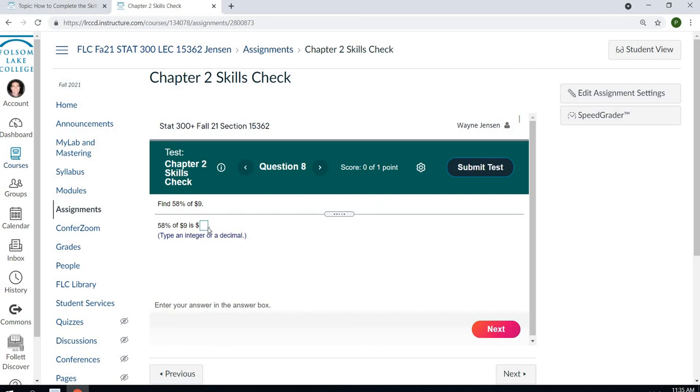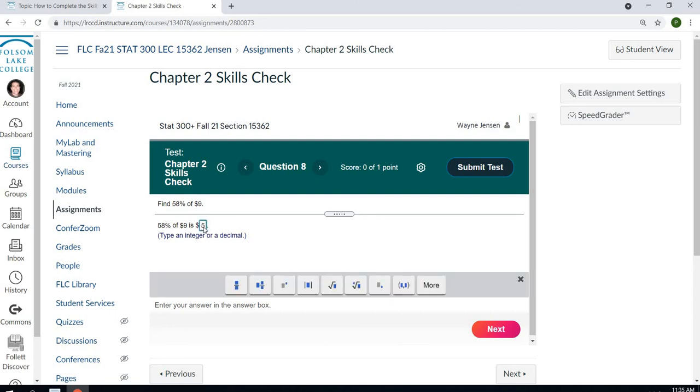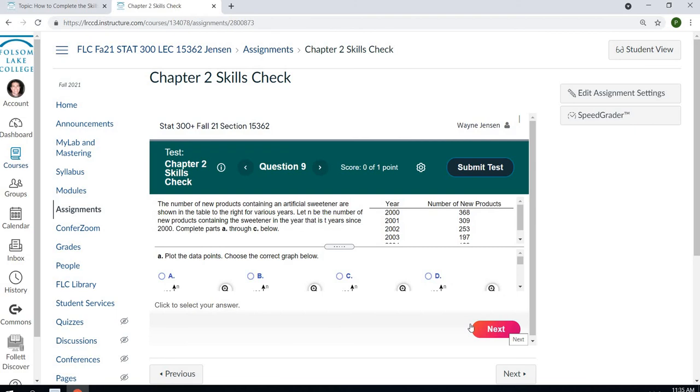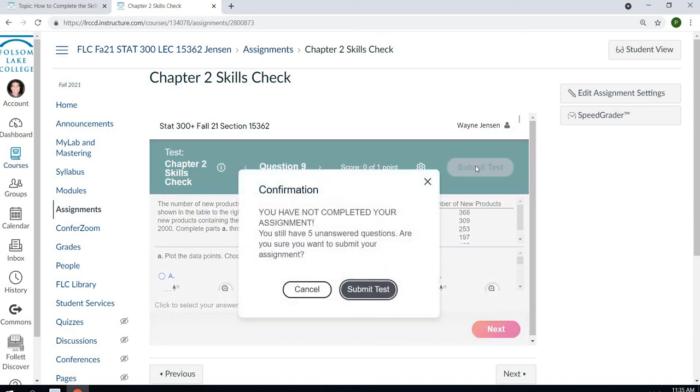59% of 9, or so 0.59 of 9 is, type as an integer or decimal. 5.22 is the answer there. And so if you knew how to do this, that's great. My point in showing this to you is that this is what you do first, and it should be review skills. And then once you submit it, if I try to submit right now, it's going to say, hey, you didn't complete the whole thing. Are you sure you want to do it?